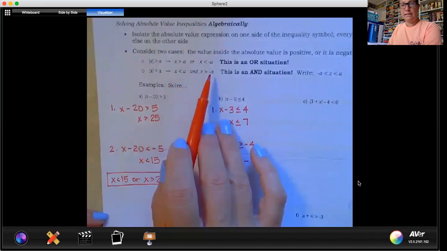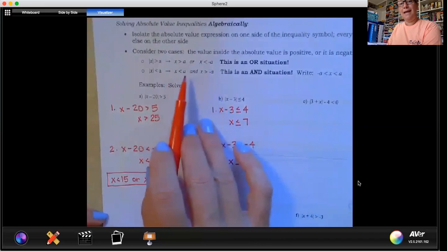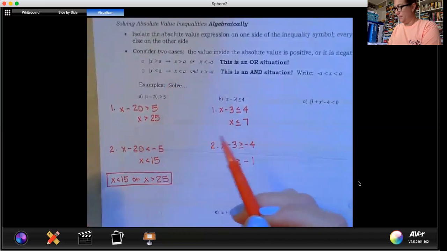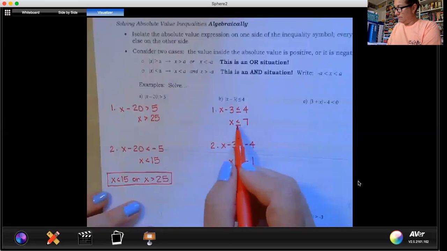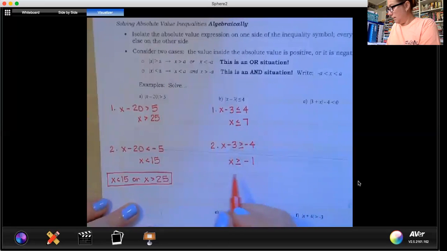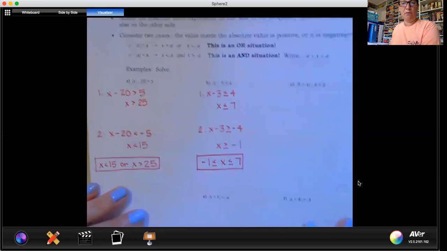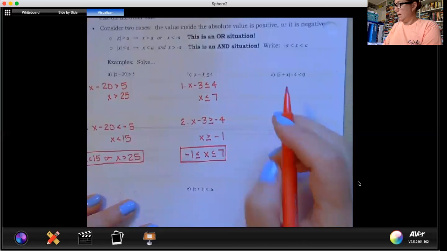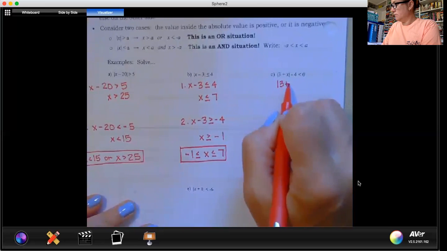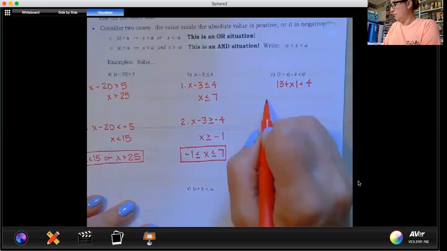So that means that on a number line, the and is what's in the middle. So here we have less than or equal to 7, greater than or equal to -1. So that means -1 is less than or equal to X is less than or equal to 7. So that would be an and situation, and that would be how you write your answer. Isolate the bars and write two ways.